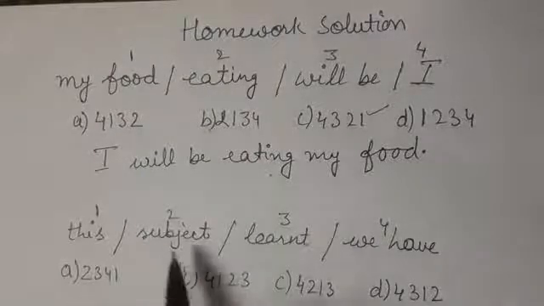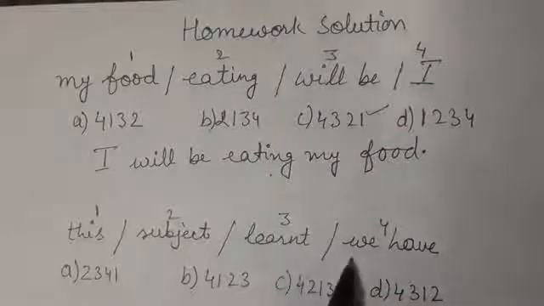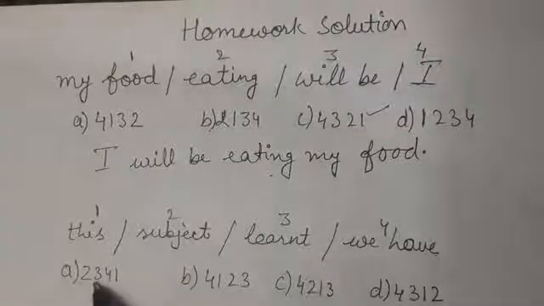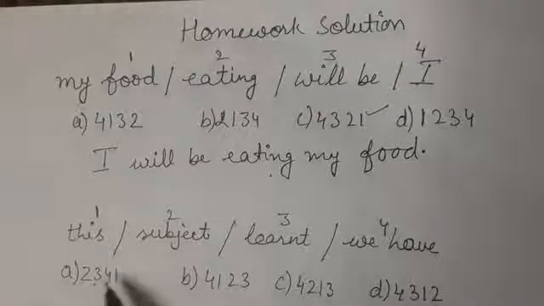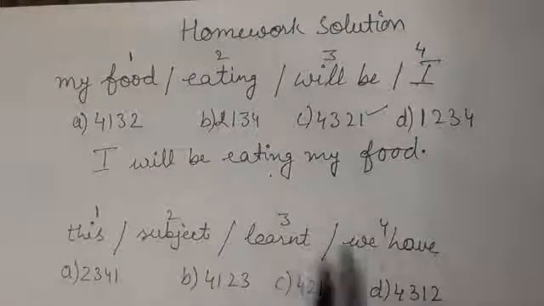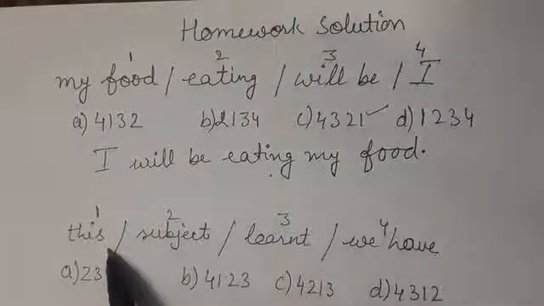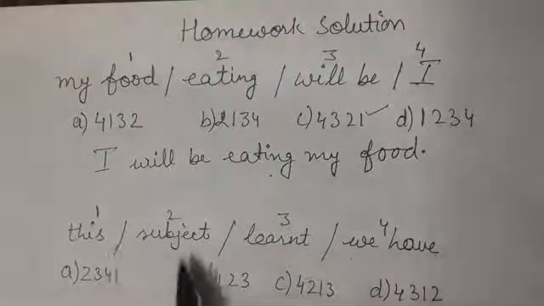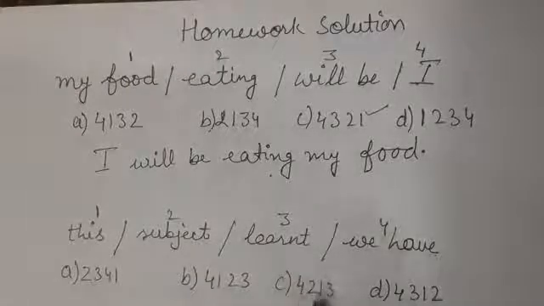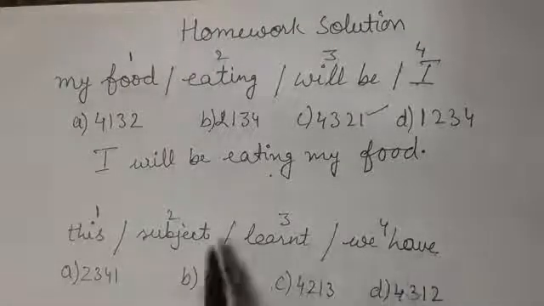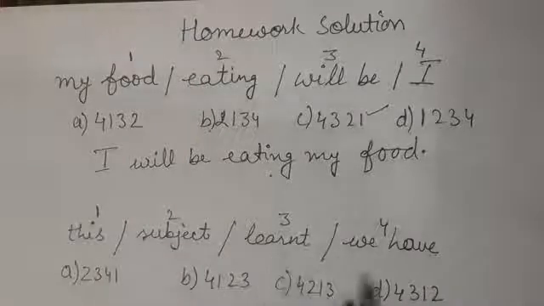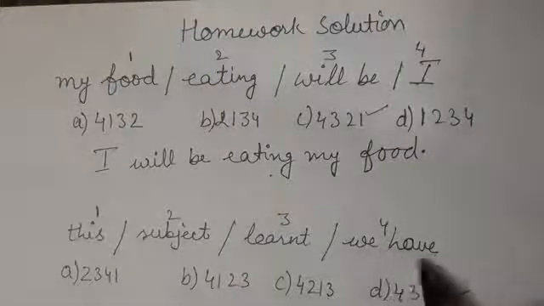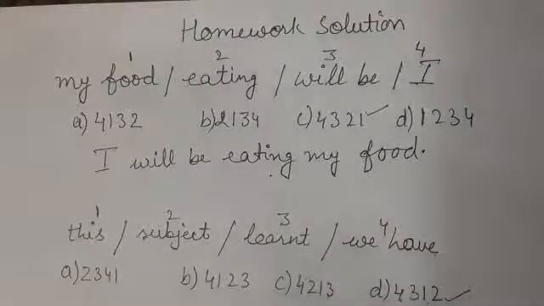Now discuss the second one: this, subject, learned, we, have. Let's check the first option, 2, 3, 4, 1: subject learned we have this. This is not correct. Now 4, 1, 2, 3: we have this subject learned. This is not correct. 4, 2, 1, 3: we have subject this learned. This is not correct. Last but not least, the fourth is correct: 4, 3, 1, 2: we have learned this subject. So this is our sentence.